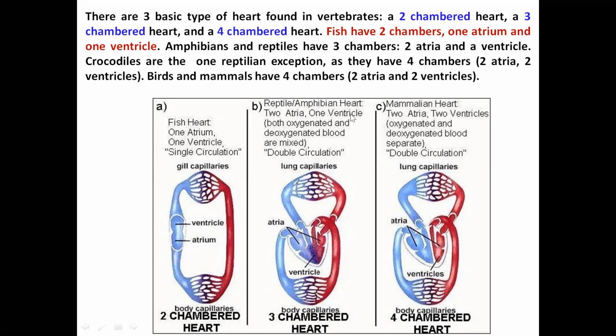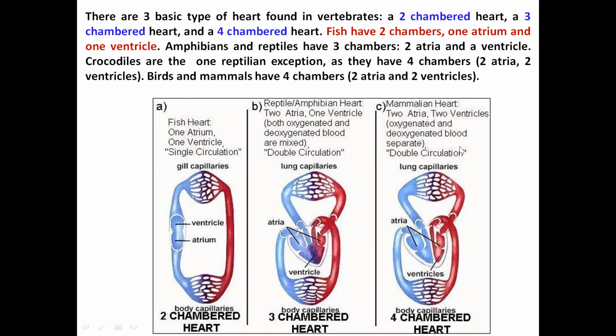Now the reptiles and amphibians have a three chambered heart, meaning two atria and one ventricle. In this type of heart, they have both oxygenated and deoxygenated blood. Here the blue color is the deoxygenated blood, the red color is the oxygenated blood, and the dark blue color shows the mixed blood, where oxygenated and deoxygenated blood are mixed. There is only one exception in the reptiles, the crocodiles, which have a four chambered heart. Otherwise, all the amphibians and reptiles have a three chambered heart.